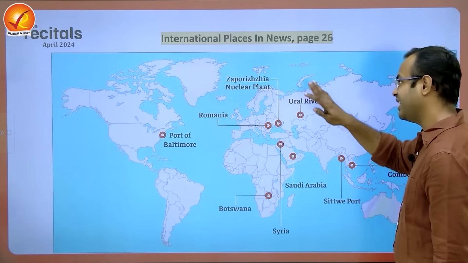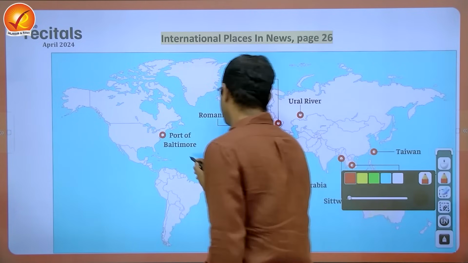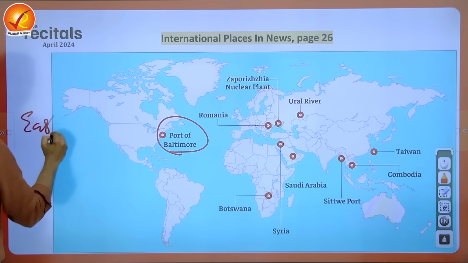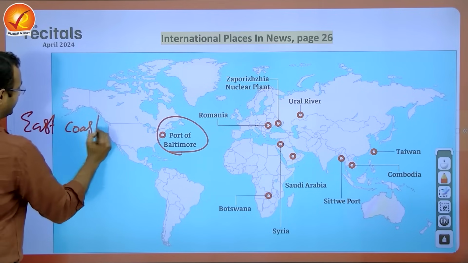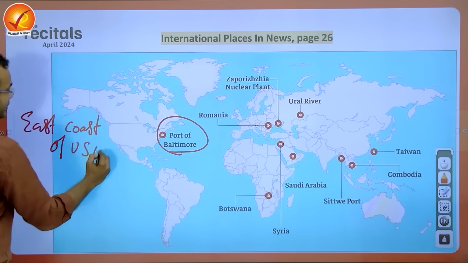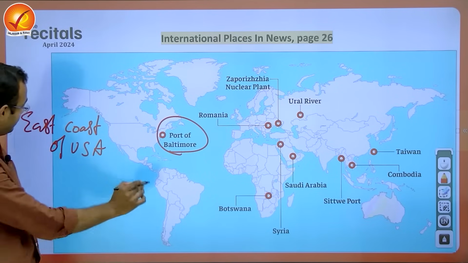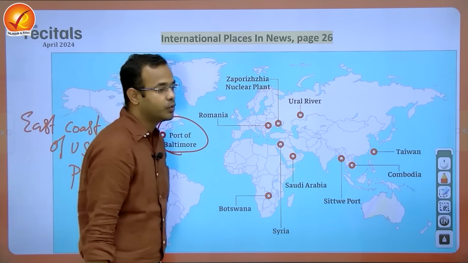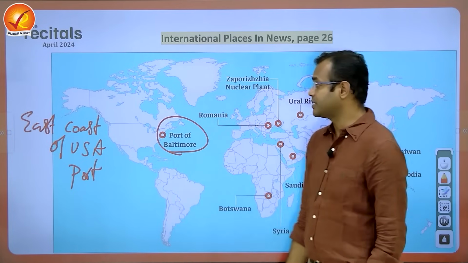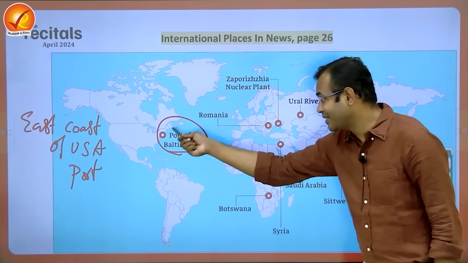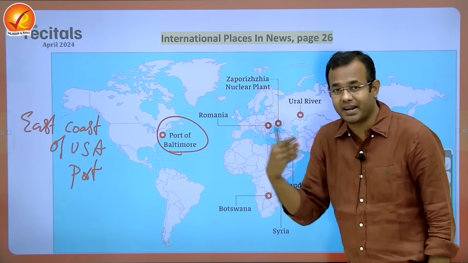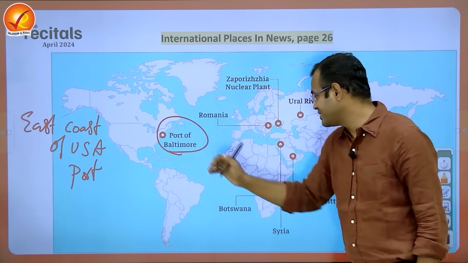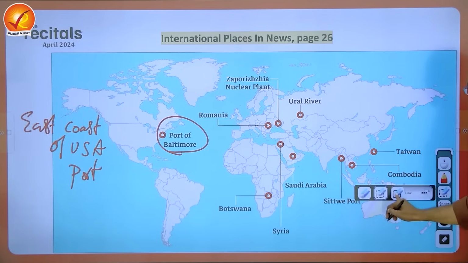Coming to the last section, international places in news, right? Port of Baltimore, present on the east coast of USA. One of the important port facilities in eastern USA. This came in news because the bridge which gives access to the marine has been damaged, and that's the reason it came in news.